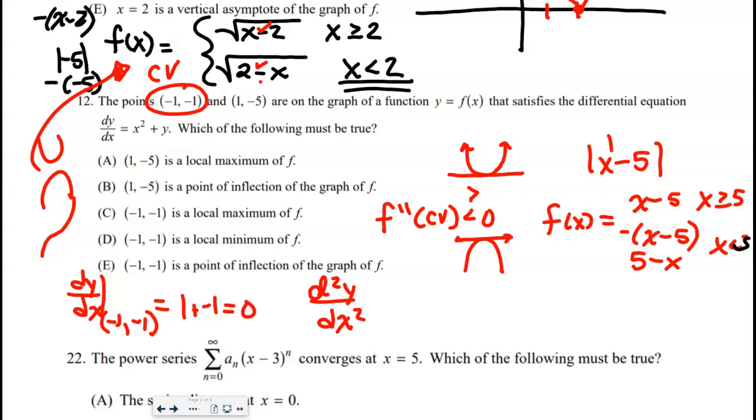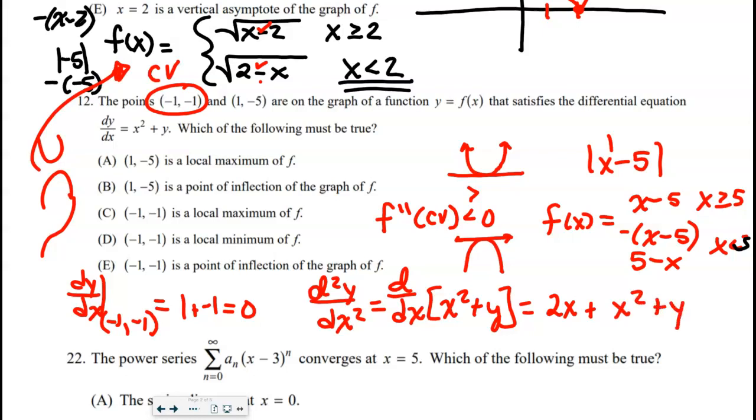So I need to take my second derivative, which would be the derivative with respect to x of x squared plus y, which would equal 2x plus dy/dx, which is x squared plus y. Okay, so I needed to take a second derivative. You use that second derivative test for extremum when you have no way to make a sign line.